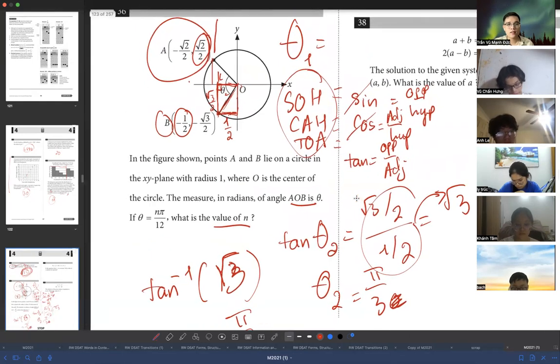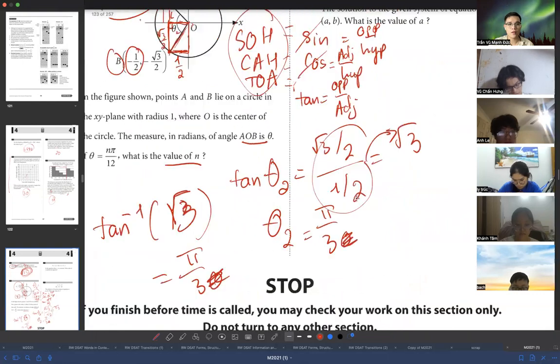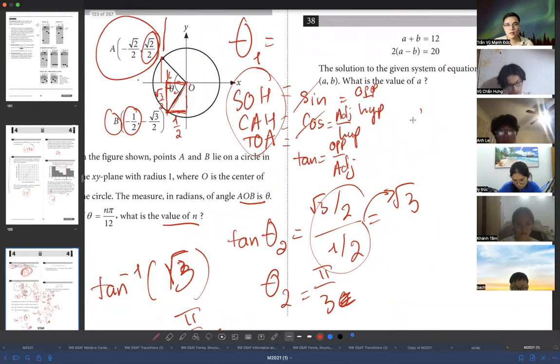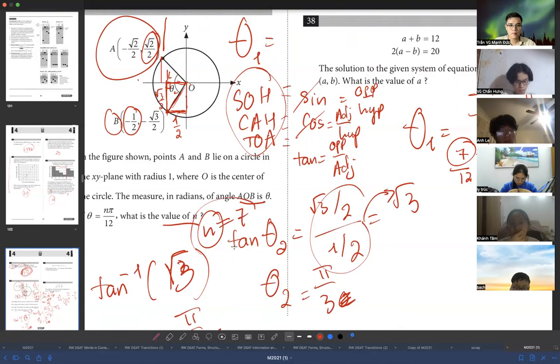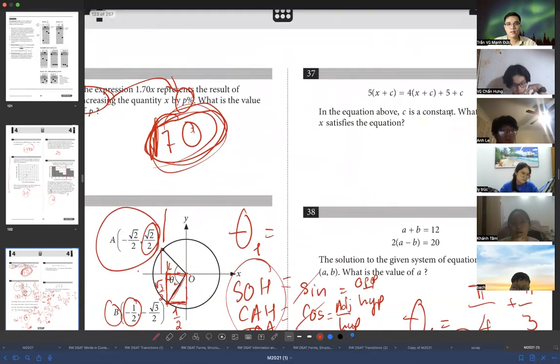And it results in phi 2 is pi over 3. And phi 1 is how many? 45 degrees is... do you still remember? No. Pi over 4. Pi over 4 plus pi over 3 is 0.4 plus 0.3. Sorry, 7 over 12. So n equals 7, right? This is a very good one. Equals 7. Okay.